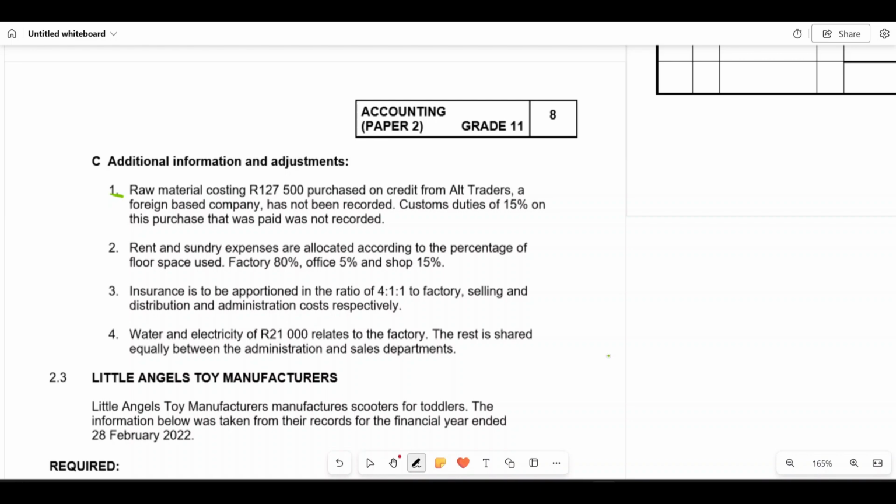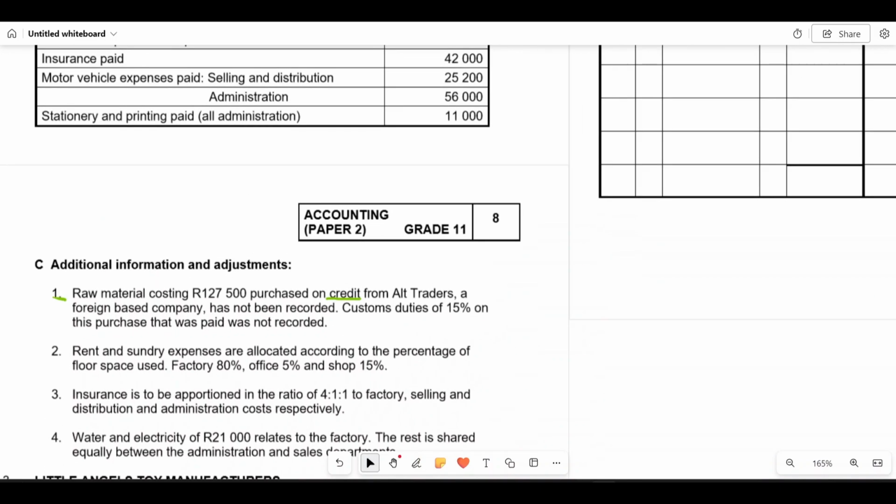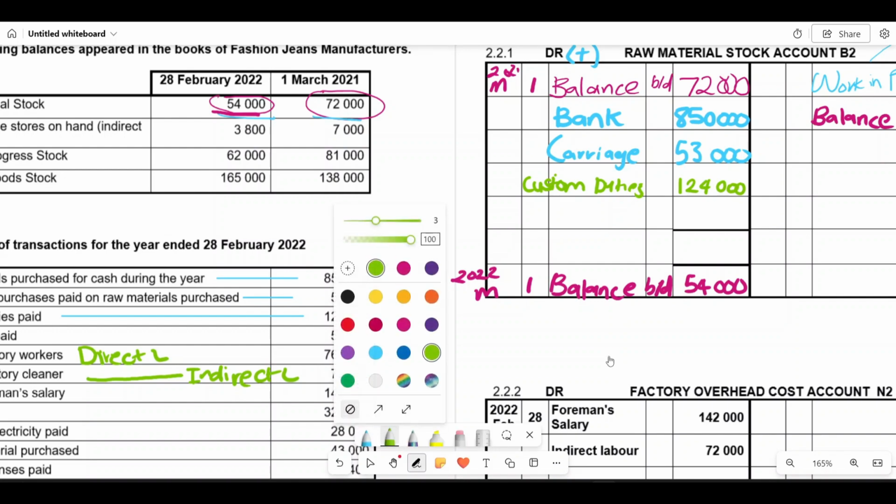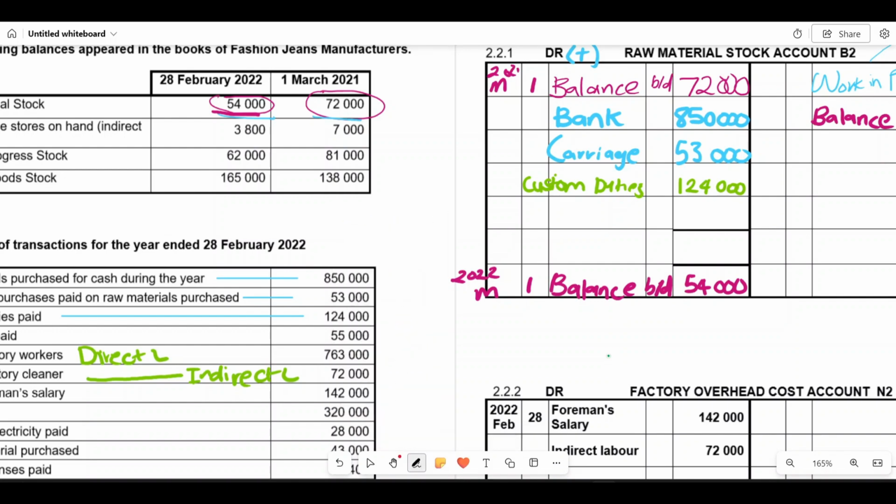And we bought them on credit. So I would need to classify these purchases. Now, because we bought them on credit, I'm going to classify them as my creditors control, or the corresponding account that is affected is my creditors control. So when you buy on cash, your bank account is affected. When you buy on credit, your creditors control account is affected. So here, creditors control, and the stock amounted to 127,500.